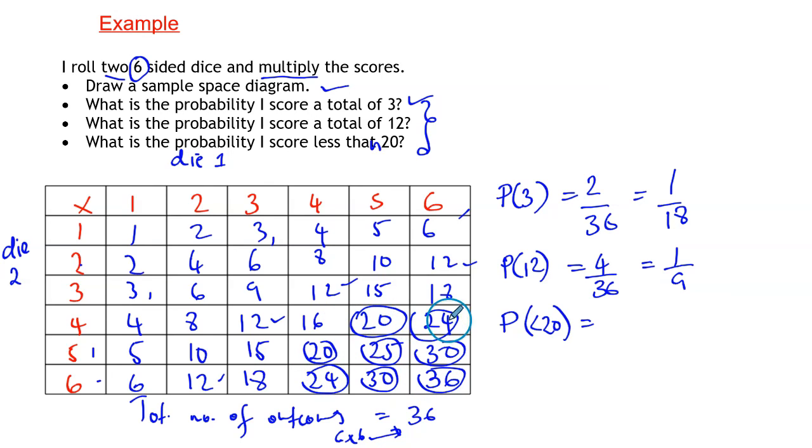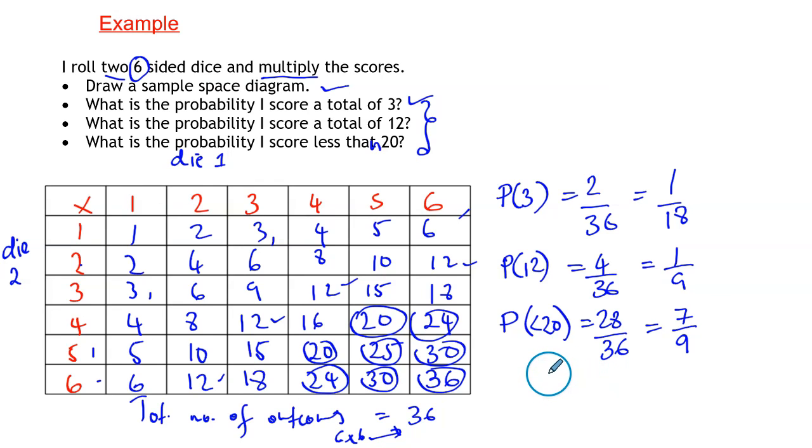20 and more: 1, 2, 3, 4, 5, 6, 7, 8. So that means 36 take away 8 is 28. So there are 28 numbers that are less than 20 on this table. So 28 out of 36. Simplify that: they are both multiples of 4, so it's 7 out of 9. Okay, so that's that example.